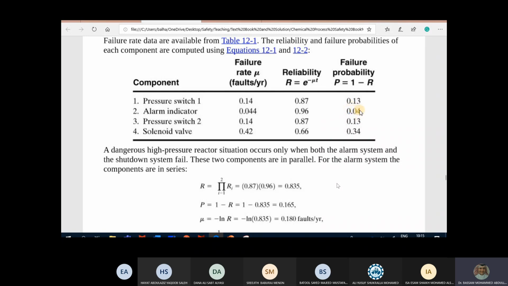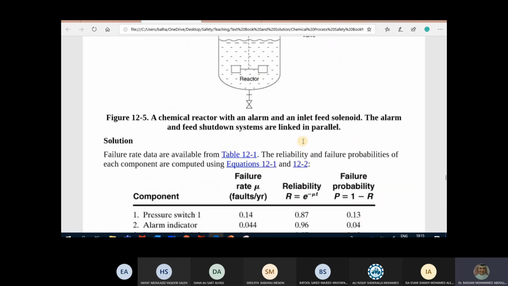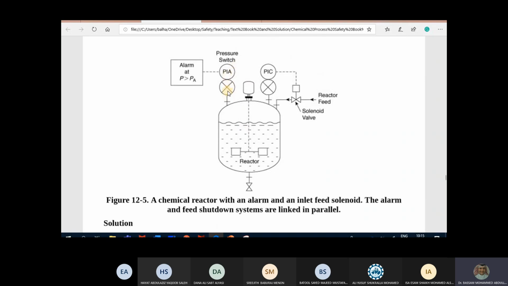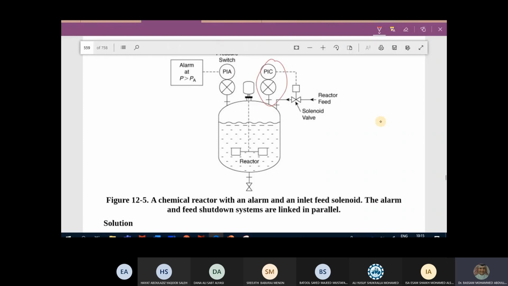Now I want to look at the system as a whole. What is the reliability of that system? What do we have here? You can see that these two are in series, but this is in parallel with that. So I know that these two are in series, but this is parallel with that, so these two are parallel.